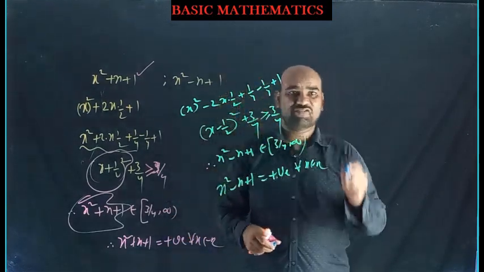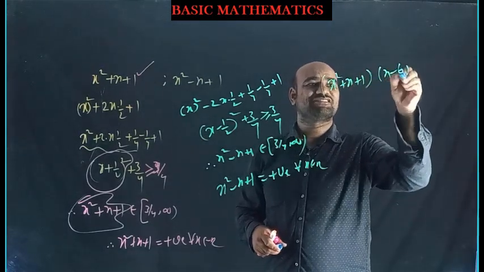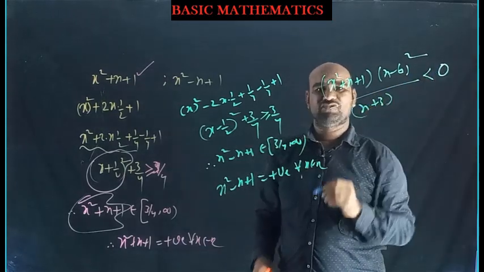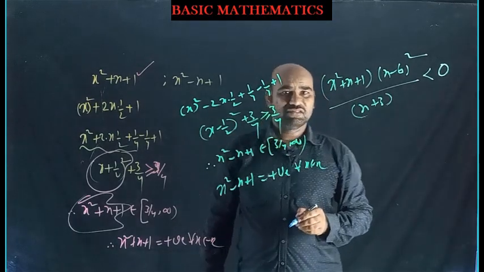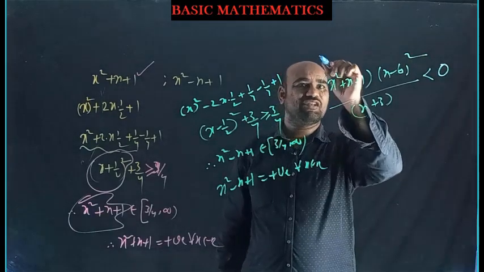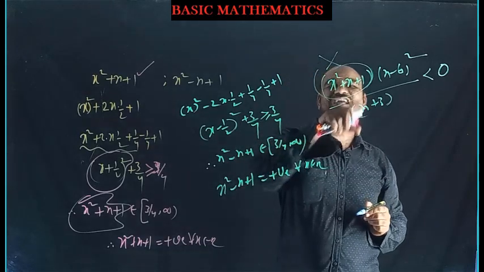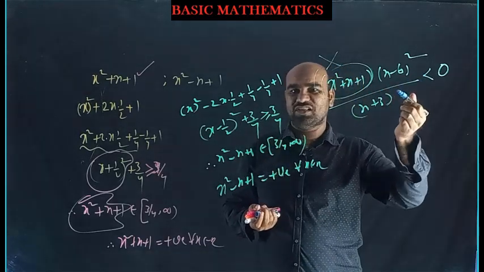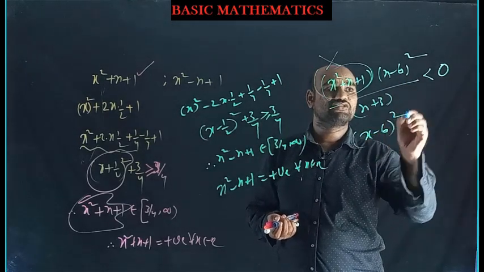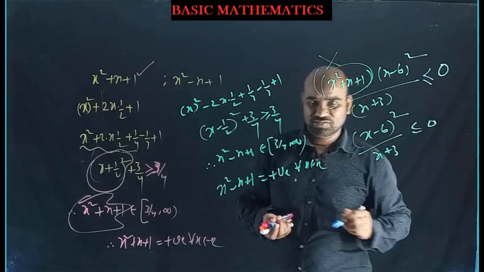Why am I explaining this? For example, some problems are given like this: x square plus x plus 1 into x minus 6 square by x plus 3 is less than or equal to 0. We want to solve this inequality by using the sign scheme method. We can just remove this factor, because you already know that x square plus x plus 1 is always greater than 0, so it does not affect the solution of the problem. It is enough to find the solution of x minus 6 whole square by x plus 3 less than or equal to 0.